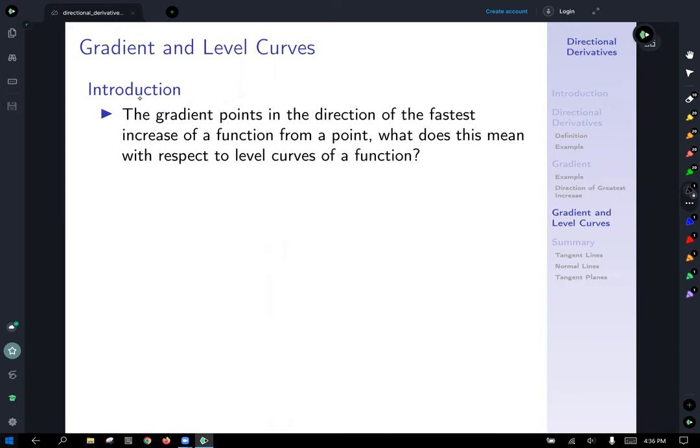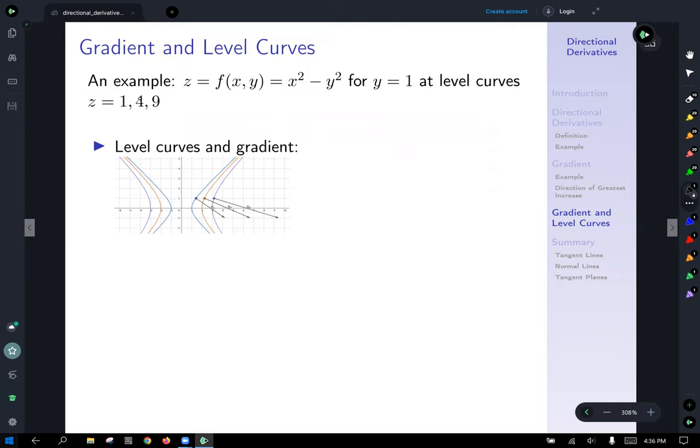Apologies. The gradient points in the direction of fastest increase for a function from a point. What does this mean with respect to the level curve of a function? Well, instead of trying to answer this question, let's just explore an example, and the answer will come out naturally.